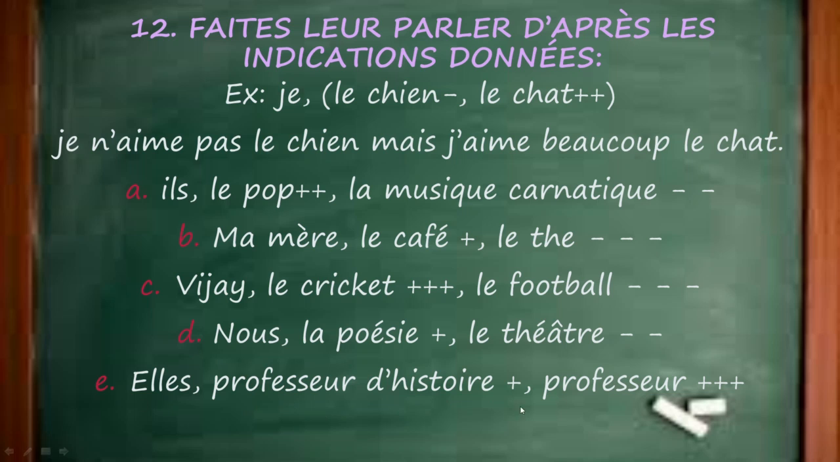Actually, the last sentence is a bit wrong. The question itself is wrong. So we'll just write the answer, and later we can check. Yeah. So elle aime bien le professeur d'histoire, mais elle adore le professeur, and the continuation is not given. Normally you got to write elle adore le professeur de maths or le professeur de français, something like that, right? Because it's incomplete. So now we'll check the answers.